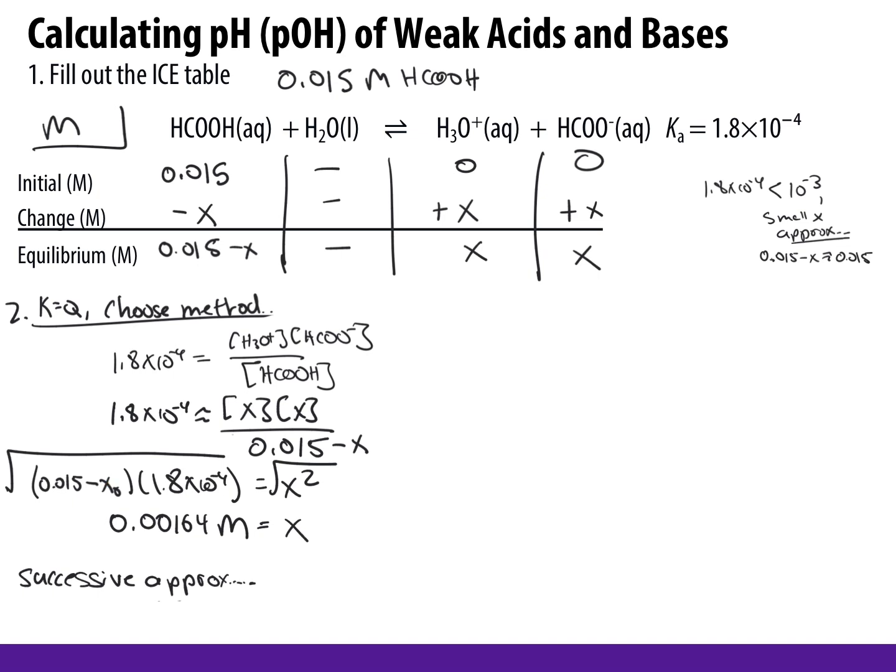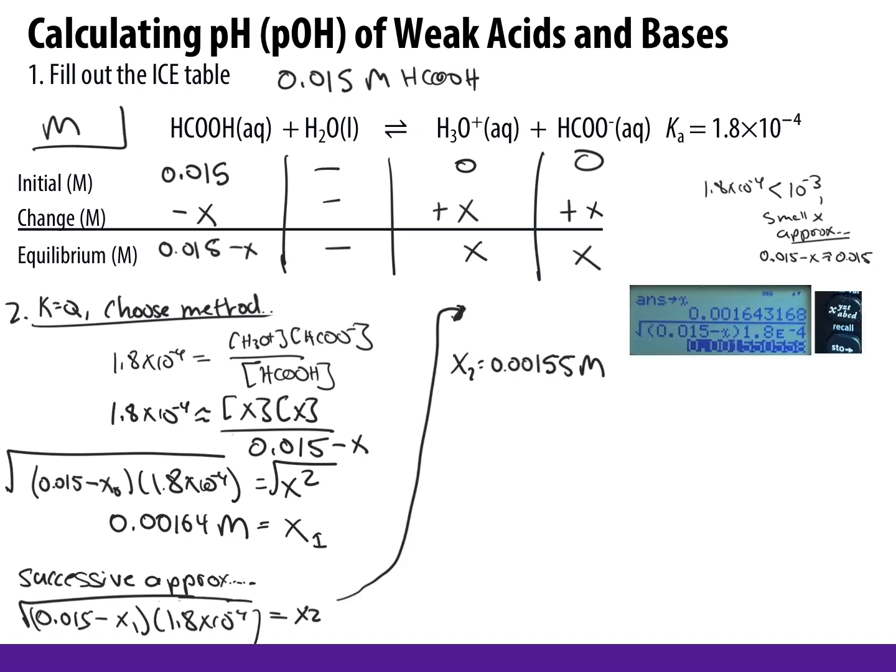Now this 0.00164 molar is my first guess, x1. And the idea is now I just keep taking that same guess and updating it. So the next guess I'm going to make is the square root of 0.015 minus x1 times 1.8 times 10 to the minus 4. And this would give me my next value of x, x2. Here's the solution. You could just type this in directly as well, but I think sometimes it's convenient to have it in the variable.